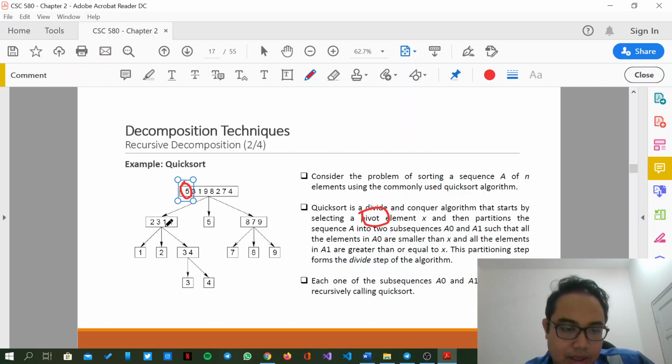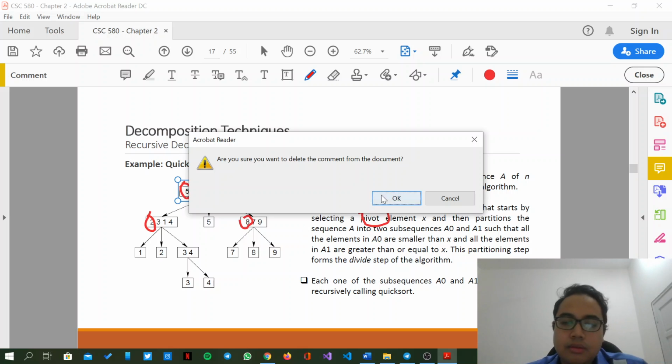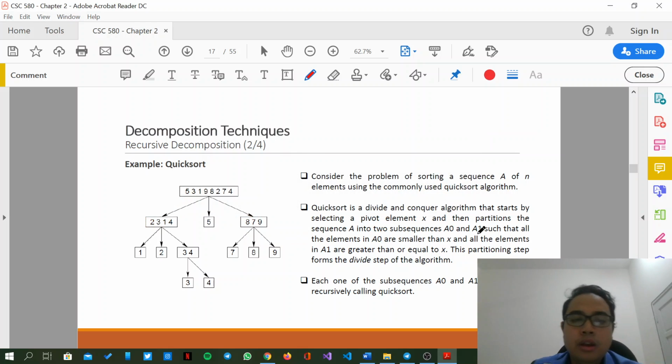So pecahkan dia. So mana kecil pada 5 belah kiri, mana besar pada 5 belah kanan. And then kita pilih pivot lagi. Okay, pivot dia 2 pula. So buat turun 2. Okay, and then pivot dia 8 pula, buat turun 8. Mana kecil pada 2 belah kiri, mana besar pada 2 letak kanan. Sampailah kita akan dapat apa? Kita akan dapat satu number. So we try to get back all these numbers all together. 1, 2, 3, 4, 5, 7, 8, 9. So the numbers are sorted. Yang tu salah satu contoh recursive decomposition.